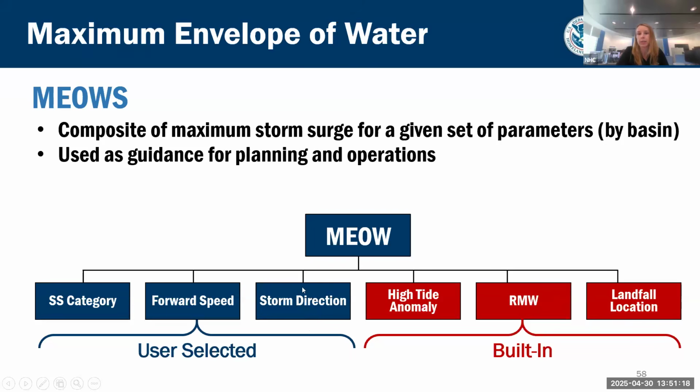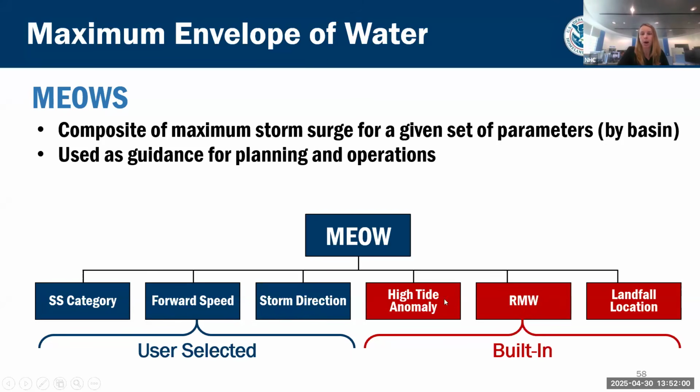So these parameters are user selected. So the great thing is you can go in and customize and pick the MEOW of interest. And so on the bottom, you'll see that the user selections for the MEOWs are the SS category, or the Saffir-Simpson scale. And so that's category 1 to 5, showing the intensity of the storm. The user can also select the forward speed, how quickly that storm is moving towards the coast, as well as the storm direction. It's kind of a compass direction giving you the trajectory of the storm. So these are all customizable, and you can select the parameters as needed.